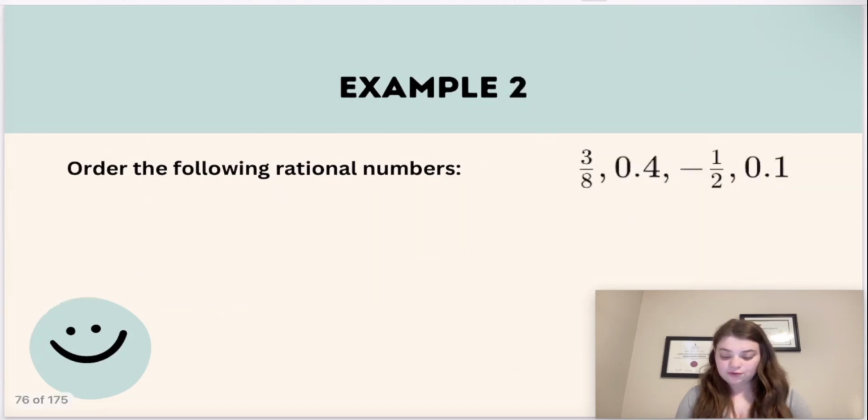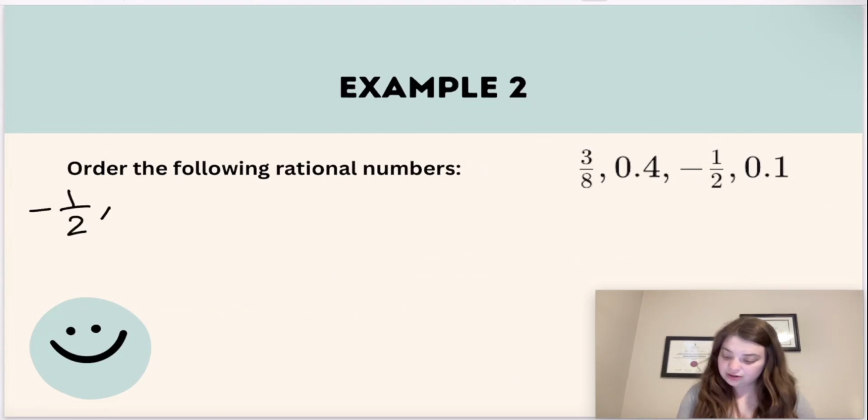Here it says to order the following rational numbers: 3 over 8, 0.4, negative 1/2, and 0.1. So right away, once again, I notice we have three positives and one negative. So automatically the positive numbers are larger than the negative number. So the smallest number here automatically, without even having to do any calculations, is going to be the negative number, which is negative 1/2.